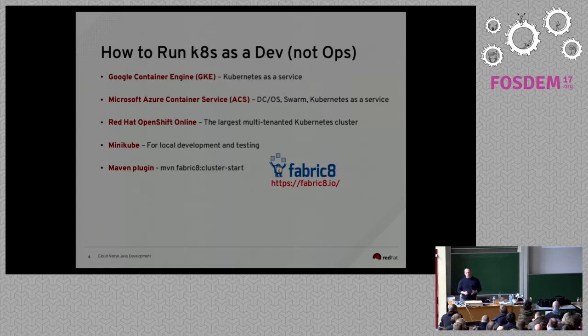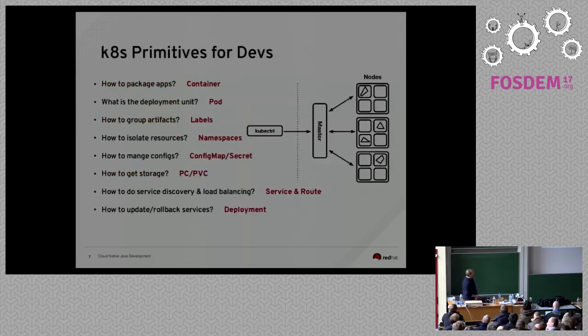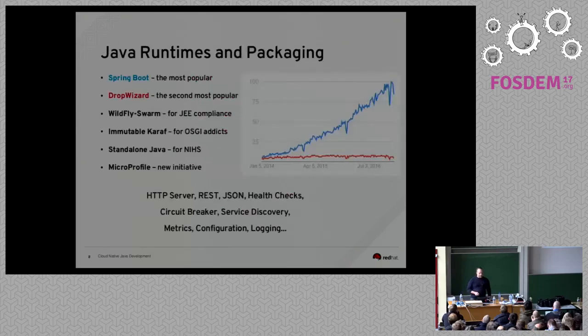A few words about Fabric8. It's a project that enables developers to write microservices on Kubernetes. So if you are a Java developer looking at Kubernetes, it's a really good place to have a look and to start from. You have to learn a few Kubernetes primitives and concepts, so inevitably there is some learning curve. You have to know containers, pods, labels, namespaces, etc.